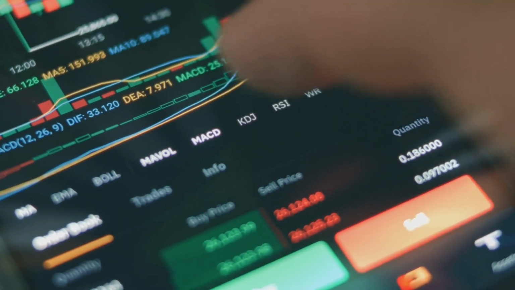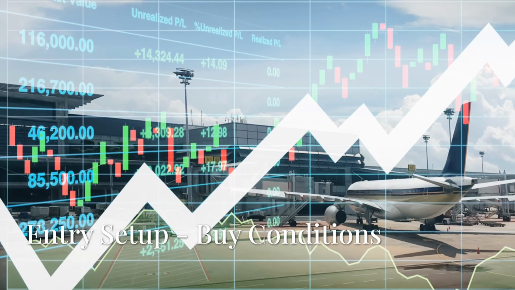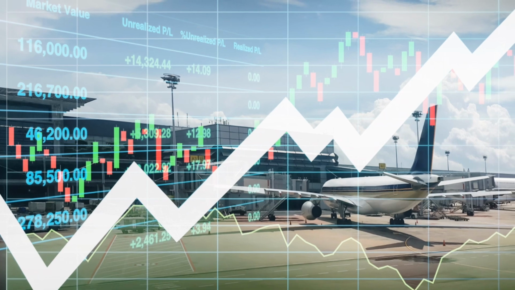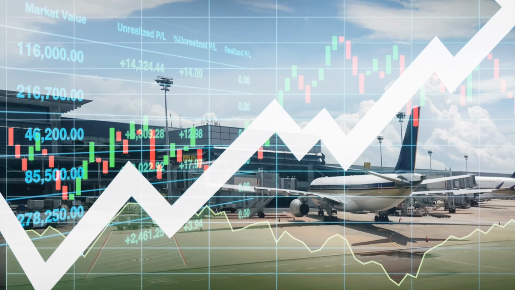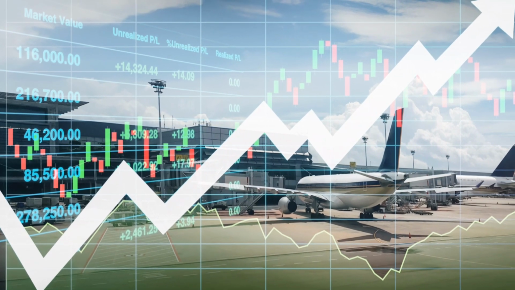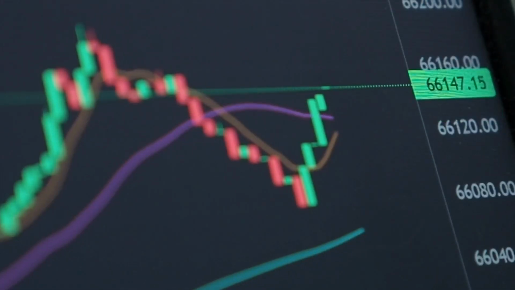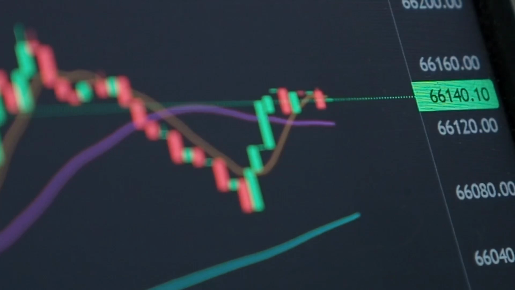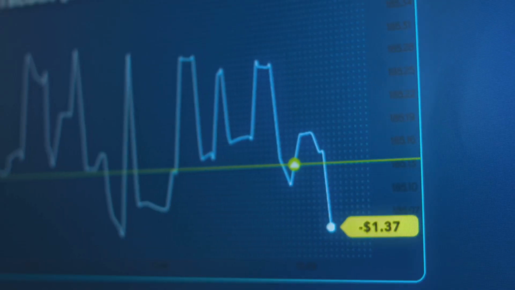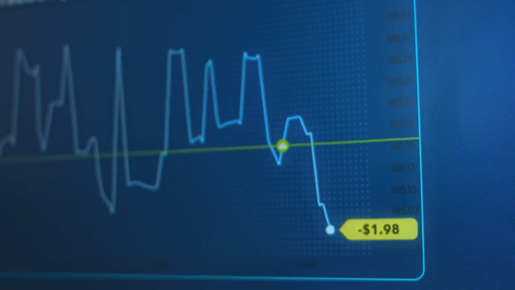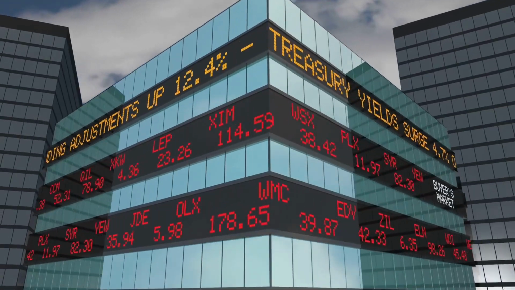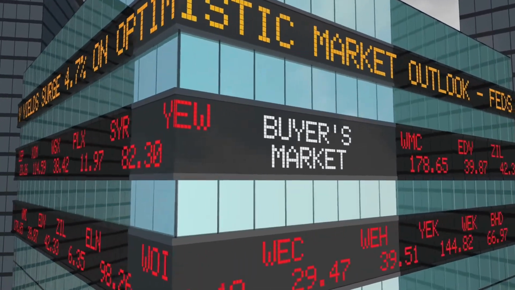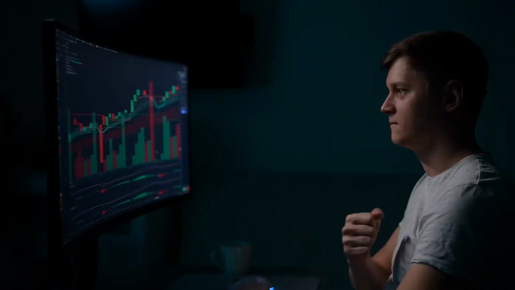Next, let's move on to the entry setup and buy conditions. First, the price is above the 200 EMA, indicating a bullish trend. Next, the price pulls back to a pivot support such as daily S1 or S2, or even weekly S1. It's important that the price also respects or bounces near the 20 EMA. Additionally, the RSI with a 10-period setting should be below 40, ideally between 30 and 40, and turning upward.